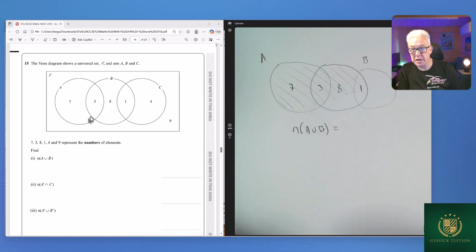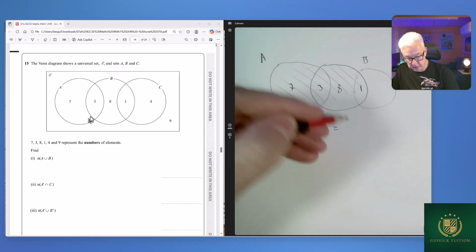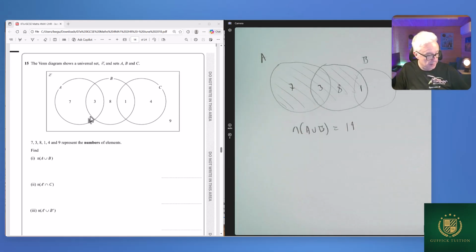And let's have a look and see what that is. So we've got 7, add 3, add 8, add 1. So that is going to be 19 elements in there, okay? So that's our first one.